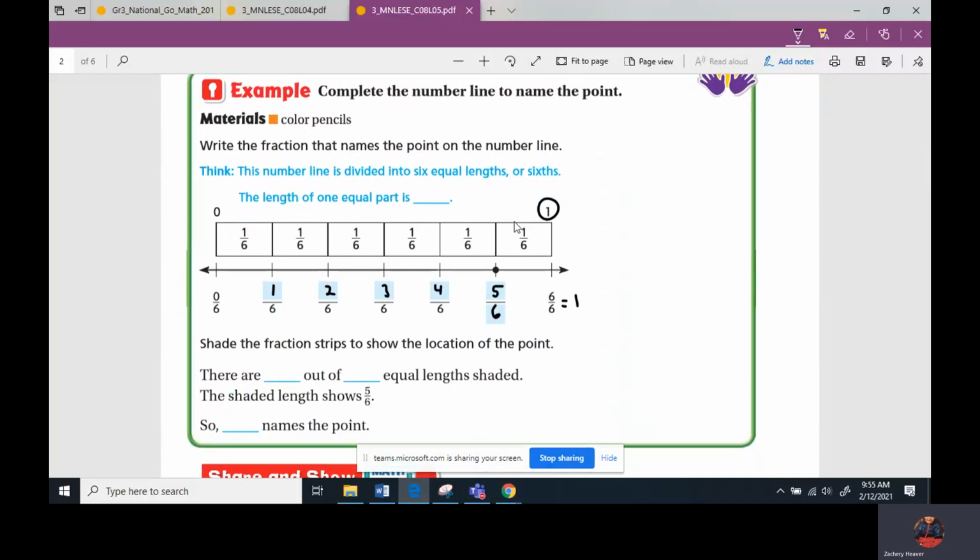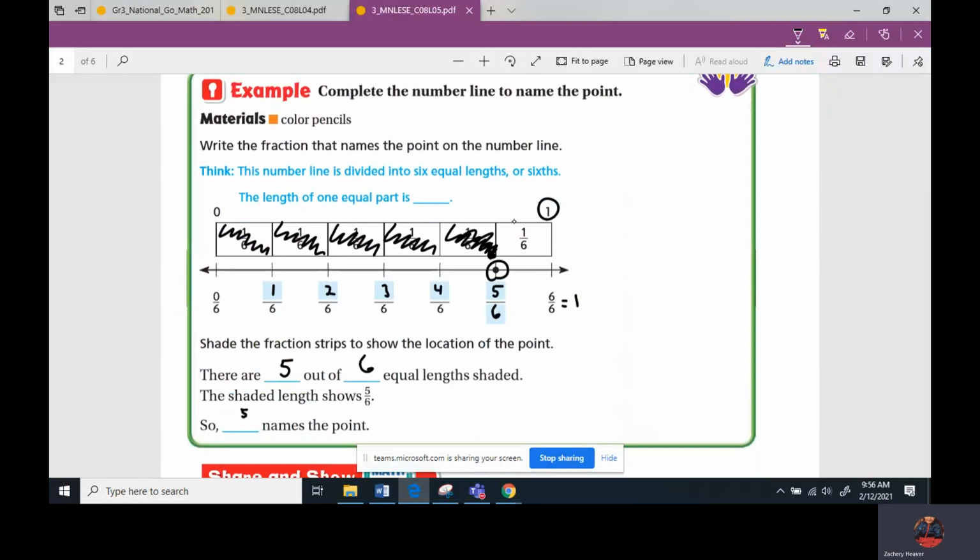It says shade the fraction strips to show the location of the point. So the point's right here. We have to shade them in. So I'm shading in 1 block, 2 blocks, 3 blocks, 4 out of 6, 5. It ends at 5. We cannot say 6 out of 6, because 6 out of 6 ends right here. So there are blank out of blank equal lengths shaded. We know we've shaded 5 out of 6 total, and that names 5/6.